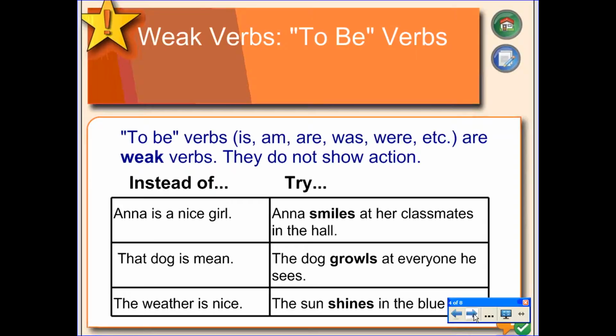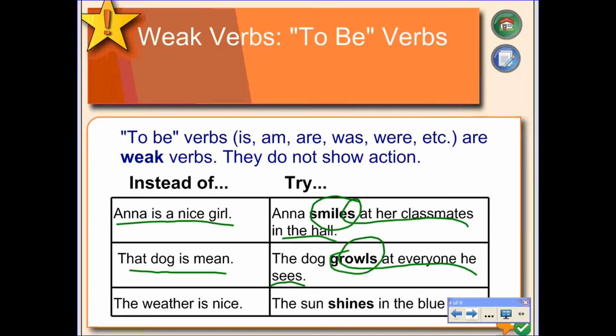If you look at the sentence here, Anna is a nice girl, you can see that we don't really know why she's nice. If you look over here at the other sentence, you can see we know she's nice because she smiles at her classmates in the hall. It's a much better image. At the second sentence here, the writer has simply said, that dog is mean. Well, again, we don't really have any good examples, but if you look at the modified sentence, you can see here that the dog is growling at everyone he sees. It's a much better image, much stronger.